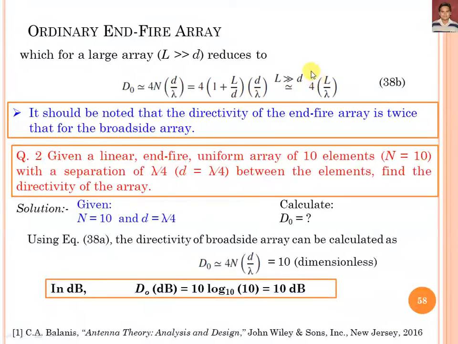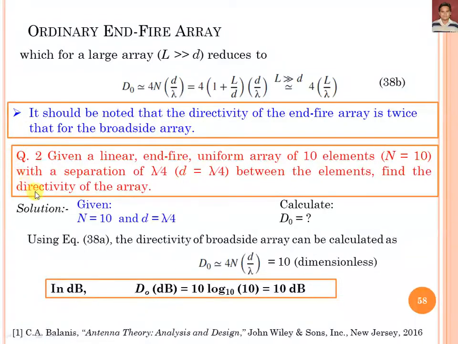As you can see, the directivity is 4L/λ, but in the case of the broadside array it is 2L/λ. So we can say the directivity of the end fire array is twice that of the broadside array. This is the conclusion we are getting from the calculation of the broadside array as well as the end fire array. So we can say the end fire array has twice the directivity of the broadside array.